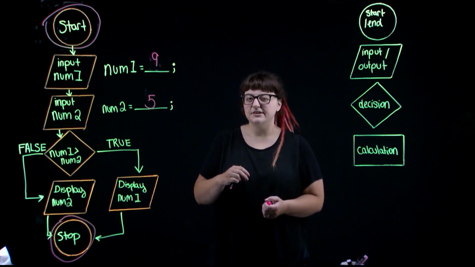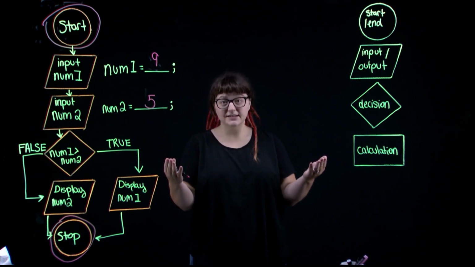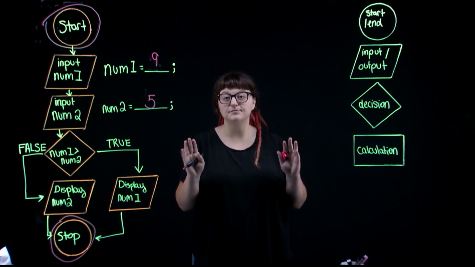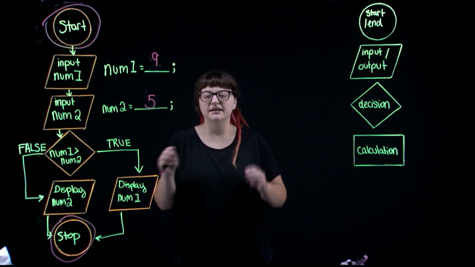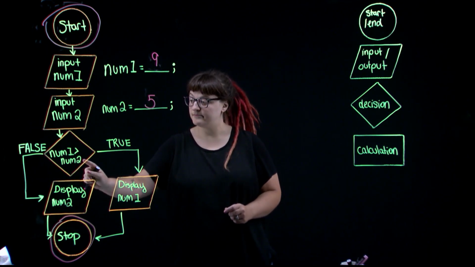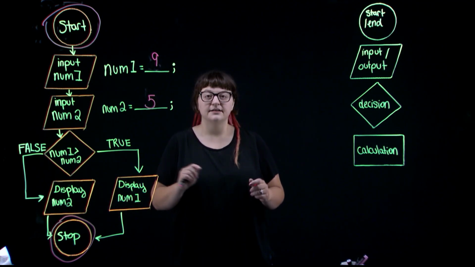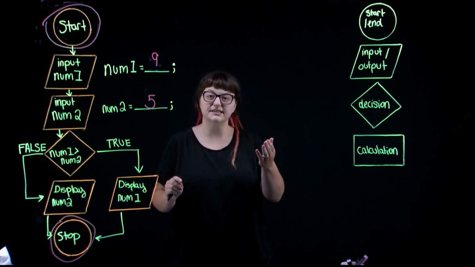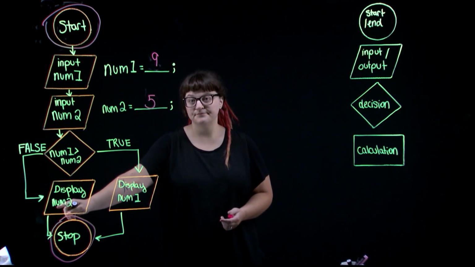Let's read this evaluation statement carefully just one more time. And pro tip, when you're working this stuff out, talk aloud. It helps so much. So in English, this statement says, if num1 is greater than num2, display num1. If it's false, which means that num2 is the larger number, display num2.